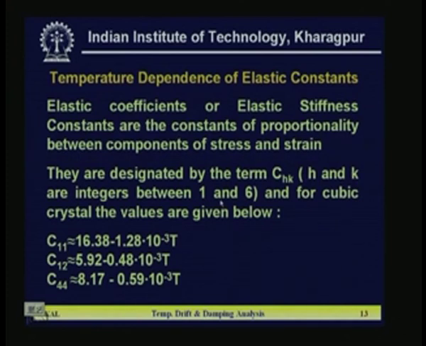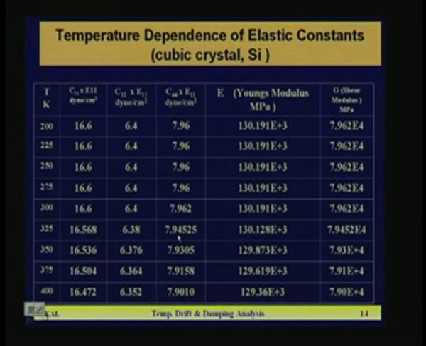So the H and K values change between 1 and 6. And for a cubic crystal, the values are given here, C11, C12 and C44. These are the dominant terms, and the relation with temperature is given here, the variation of the elastic constants C11, C12, C44 with temperature. Now, if we calculate the temperature dependence of the elastic constants, then we get this result. C11, C12, C44 are all calculated for different temperatures using those relations.